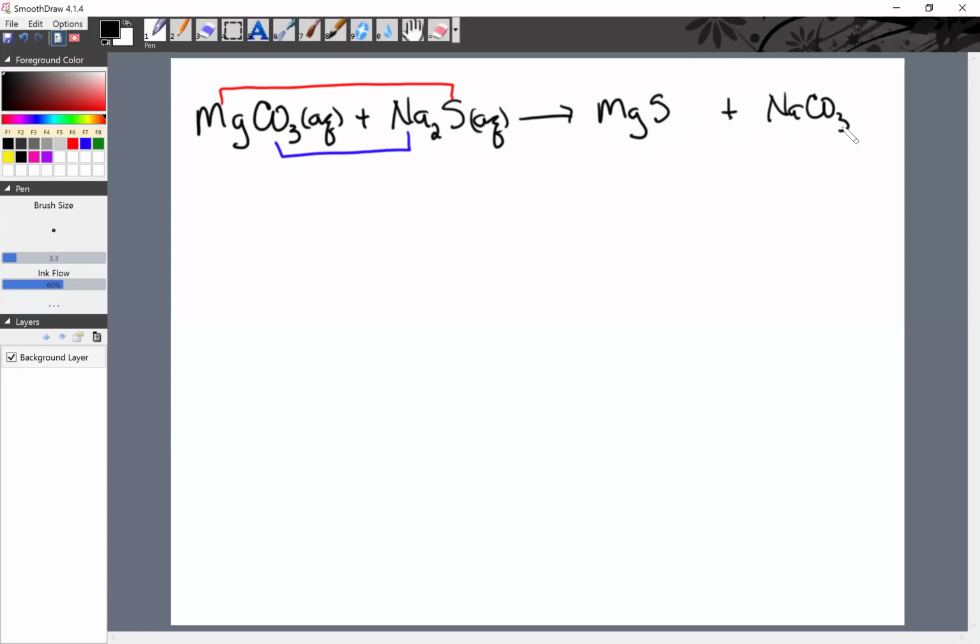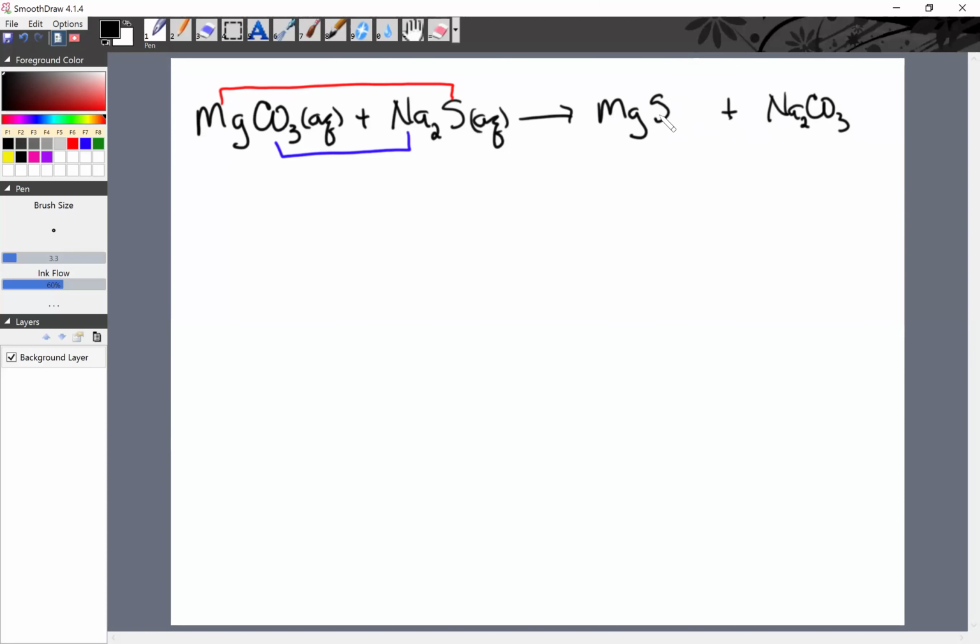All right, I've now put them together. I have to make correct formulas. Well, magnesium's a +2 and sulfur's a -2, so that one's correct. Sodium is a +1 and carbonate's a -2, so I'm going to need 2 to make the correct formula. Those are correct formulas. Don't touch them again. And now let's do the overall balancing. 1 magnesium, 1 magnesium, 1 carbonate, 1 carbonate, 2 sodiums, and 1 sulfur and 1 sulfur. All right, that's what could happen.